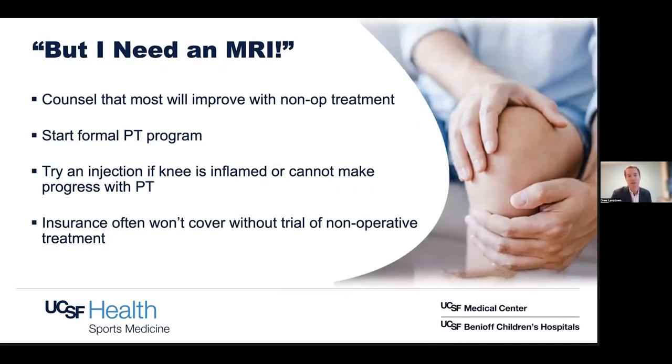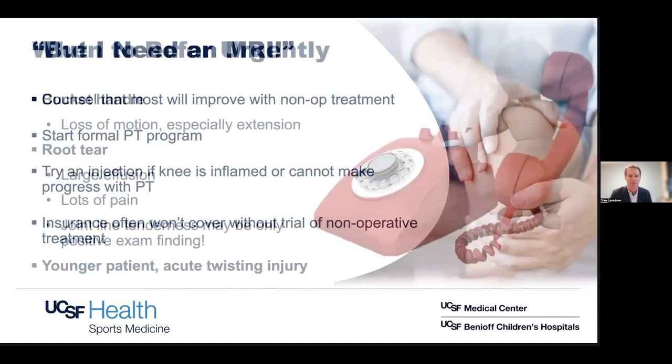When patients are asking again about an MRI, especially from the start, if it's been 1 month of pain, even if it is that medial meniscus tear, would still start with PT. So I'll usually tell them that that MRI, it won't change our management initially. Most people will improve with the non-operative treatment. It's just time, cost, and it's probably not needed. I would try the formal PT program, could even try an injection if the knee's inflamed. Insurance often won't cover that MRI without a trial of non-operative treatment for a degenerative meniscus tear. So would try to hold off on that, but you know, if they're not responding, it's certainly a good step to take.